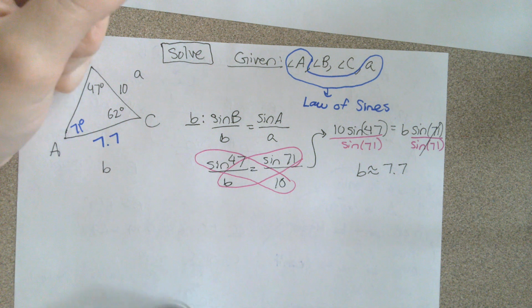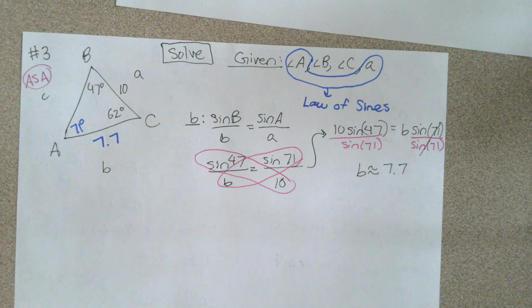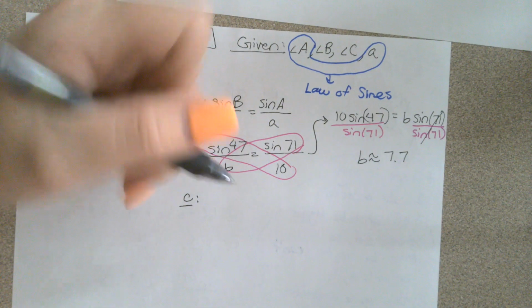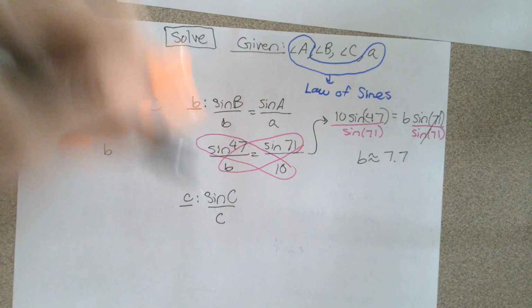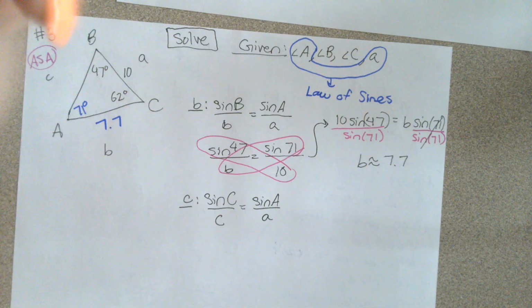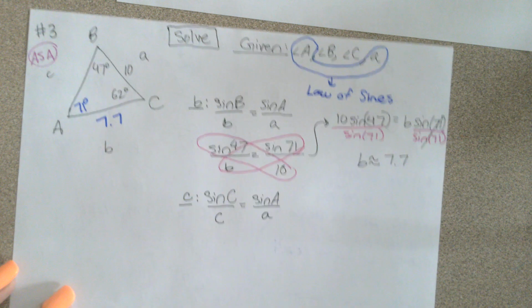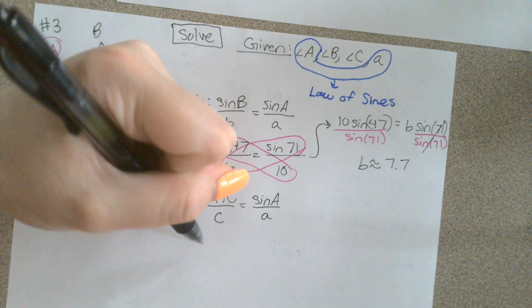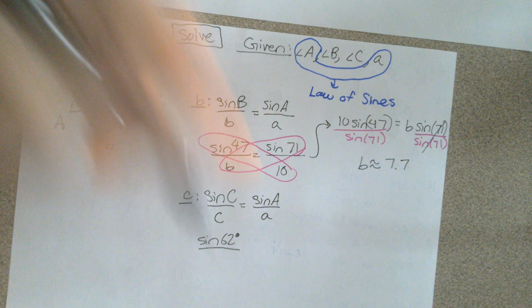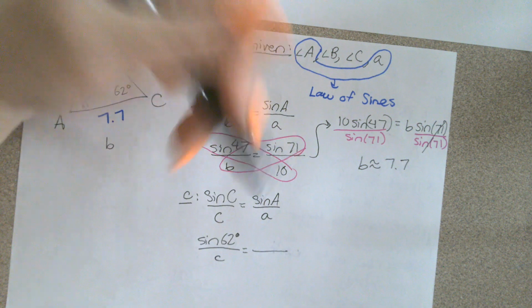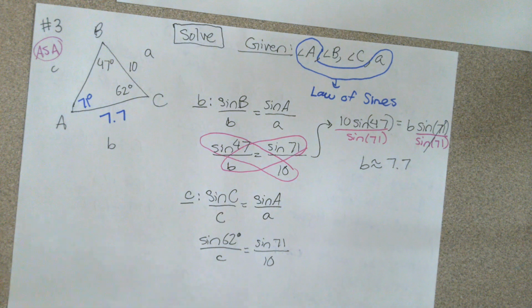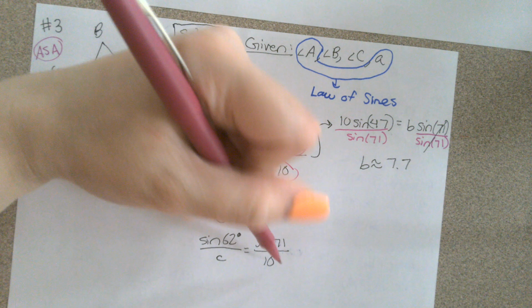Lastly, we just need to find side C, and we're going to do this in pretty much the exact same manner, except we're going to have sine C over c. Still using law of sines, still using the A's as our given pair. Okay, filling in. Sine of big C is 62 degrees. Little c is unknown. Copy down the A's from above: sine of 71 over 10. Cross multiply.